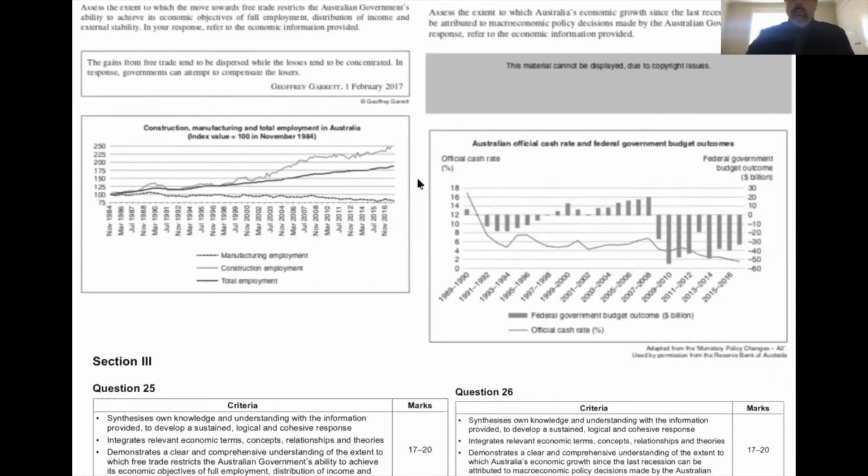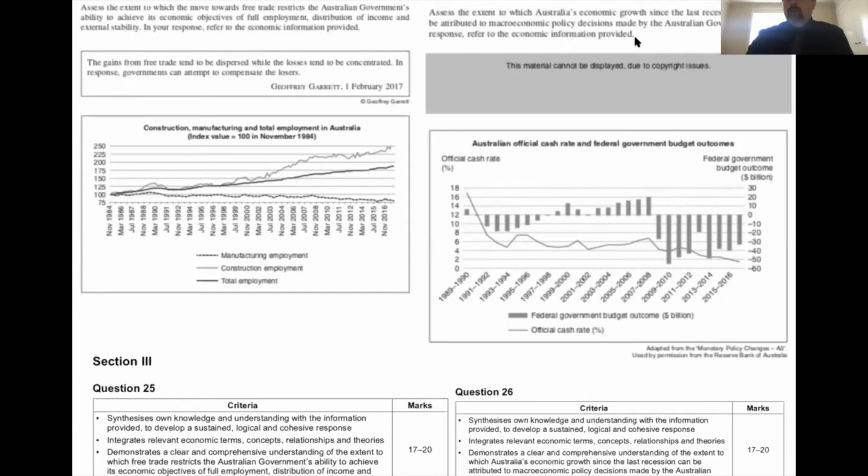So there are our two alternative questions in 2018. On the left there, we've got 25, which is assessing the extent to which the move towards free trade restricts the Australian government's ability to achieve its objectives of full employment, distribution of income, and external stability. In your response, refer to the stimulus provided. So on this side, we've got a trade type question on the objectives.